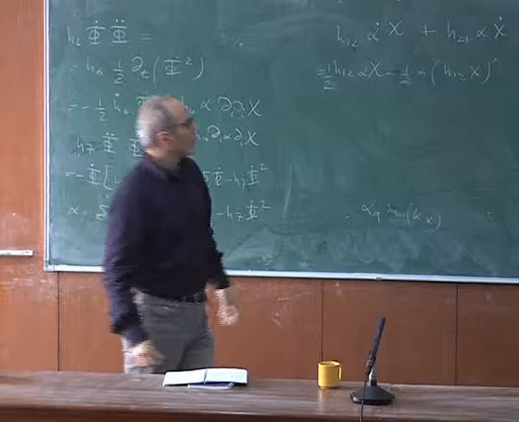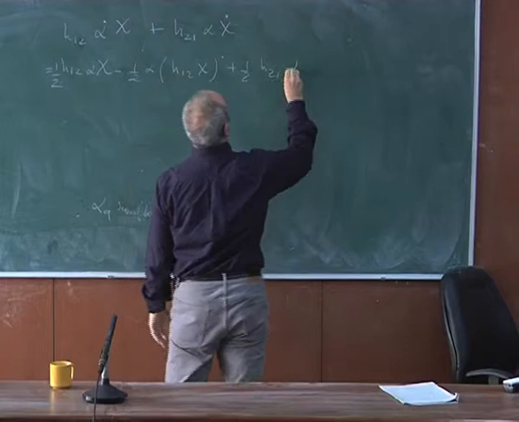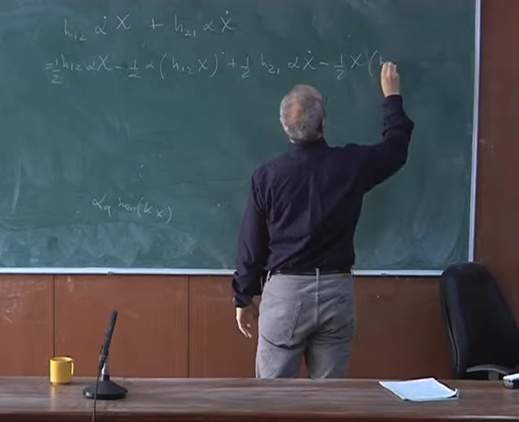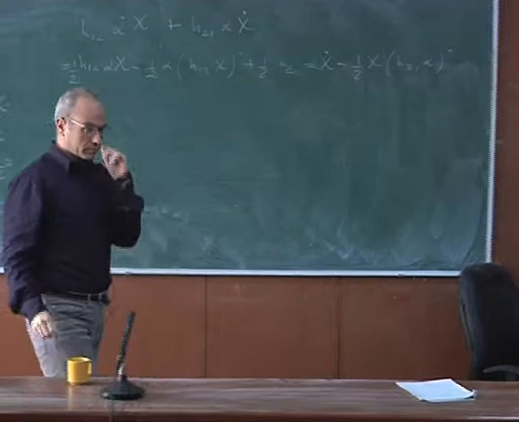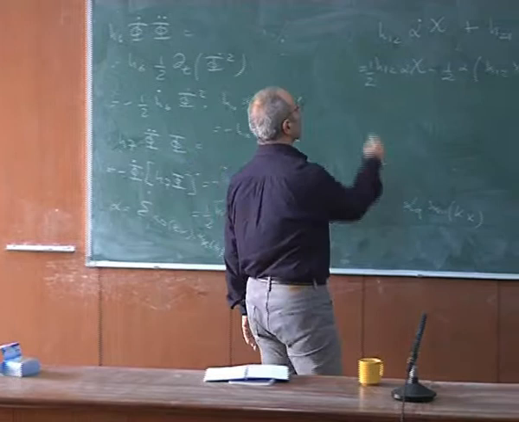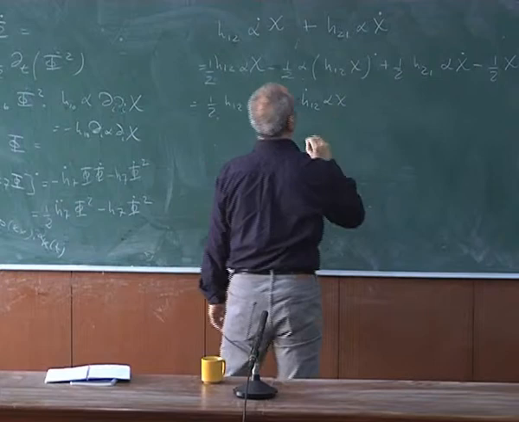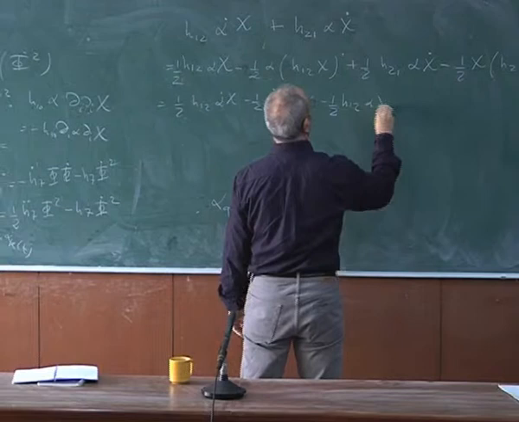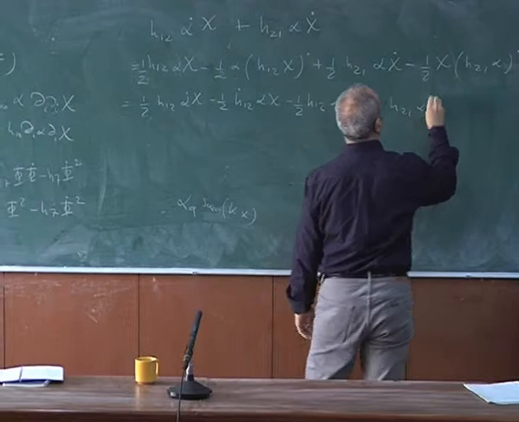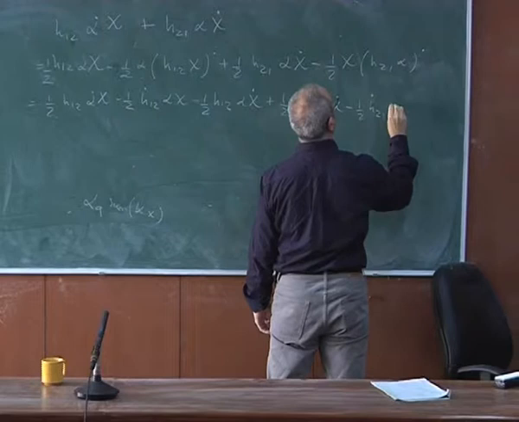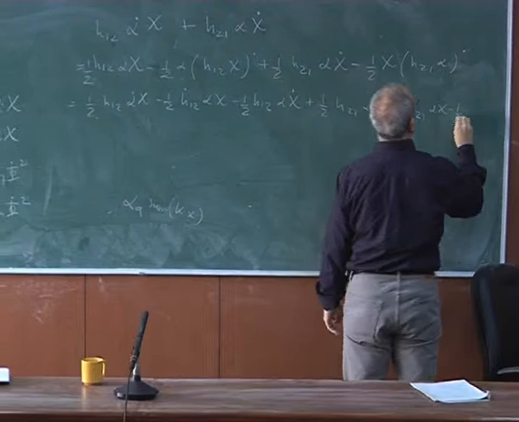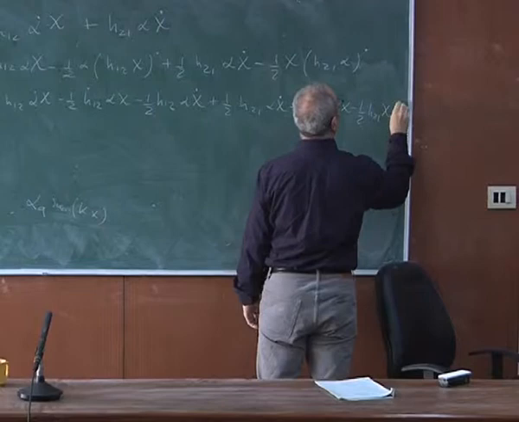Plus 1/2 H21 alpha chi dot, and then I will have a minus 1/2 chi H21 alpha dot. OK? Hopefully, I didn't make many mistakes. So then you will have 1/2 H12 alpha chi minus 1/2 H12 dot alpha chi minus 1/2 H12 alpha chi dot plus 1/2 H21 alpha chi dot minus 1/2 H21 dot alpha chi minus 1/2 H21 chi alpha dot. Okay?